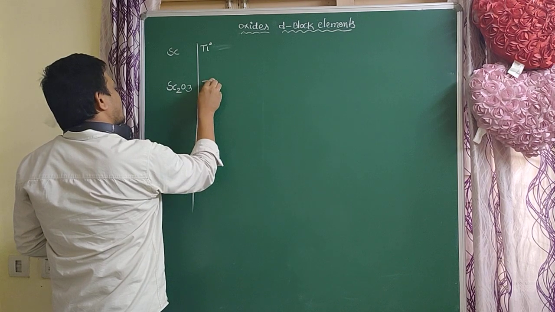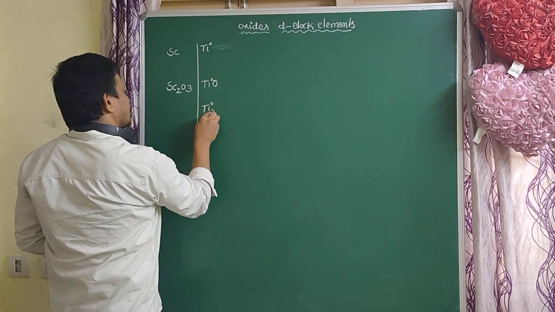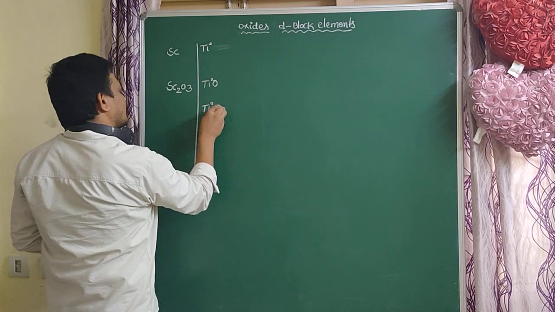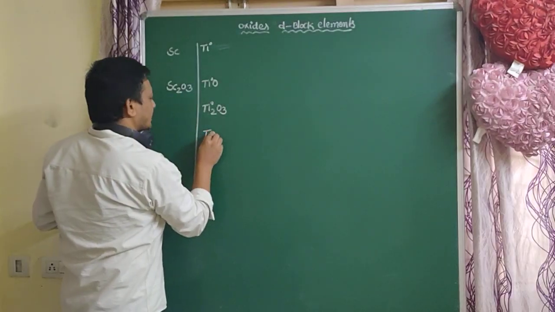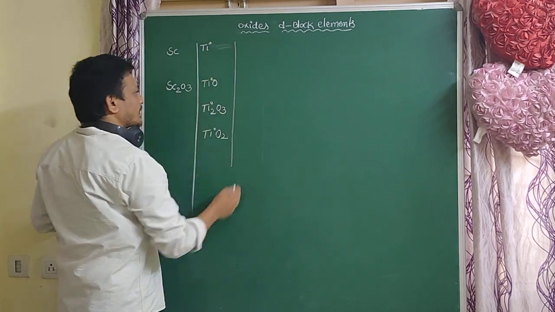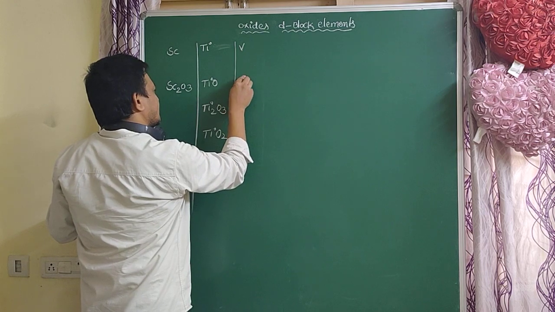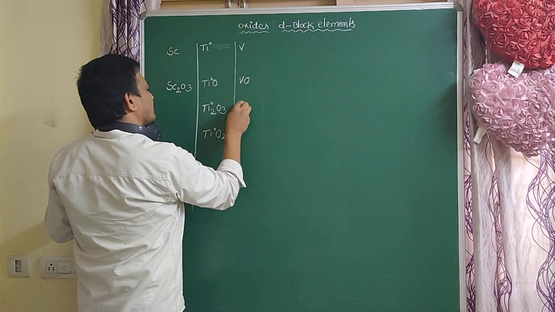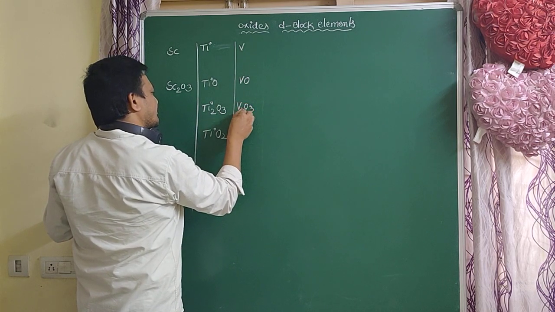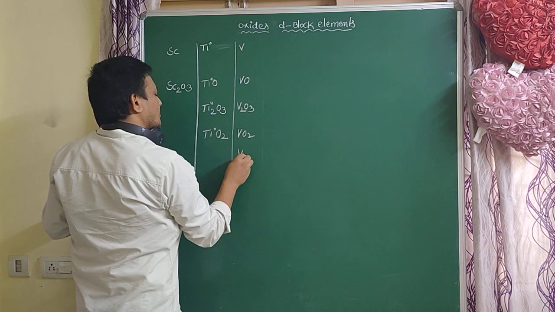Titanium forms TiO, Ti2O3, and TiO2. Next, vanadium. Vanadium can form some extra oxides: VO, V2O3, VO2, and V2O5.